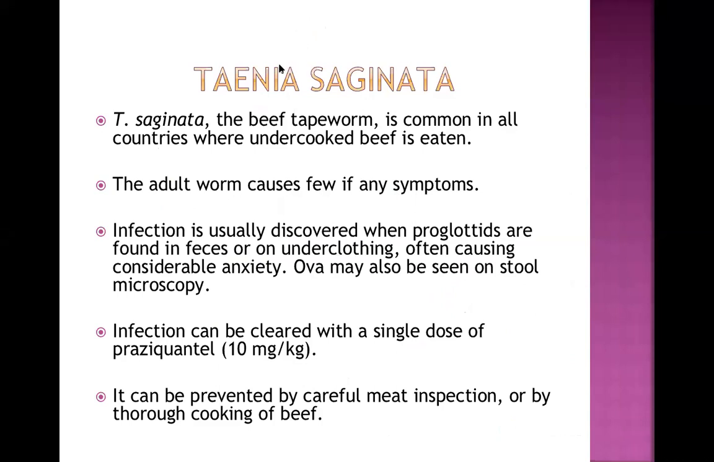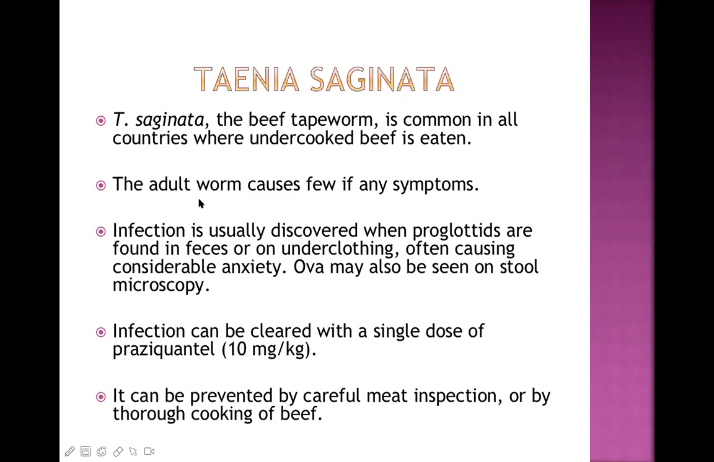Now with this information, let's talk about Taenia saginata. What are the important points? Taenia saginata is called the beef tapeworm. It's common in all countries where undercooked beef is eaten. There are lots of countries in the world where beef is a very common type of meat, so Taenia saginata can be seen everywhere.